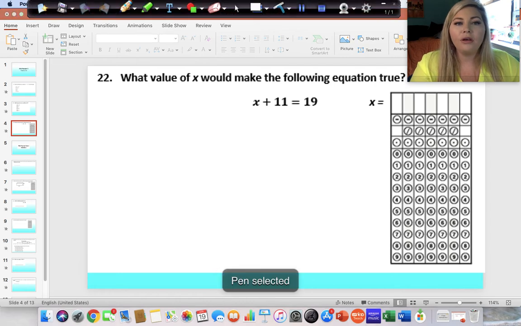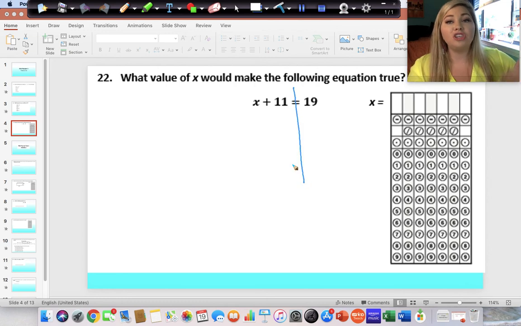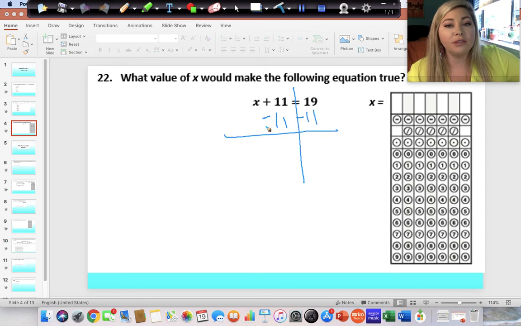What value of x would make the following equation true? To solve an addition equation, we just have to do the opposite of what it says. We have to work backwards. So if this is saying x plus 11, we want to do the opposite of adding 11 to x, which is subtracting 11, and we subtract it from both sides here. 11 minus 11 gives us 0. That's why we do the opposite, so we can get x by itself. And 19 minus 11 gives us 8. So our answer here is x is equal to 8.